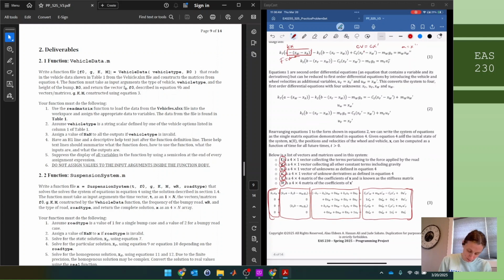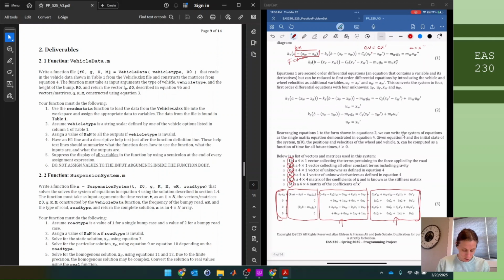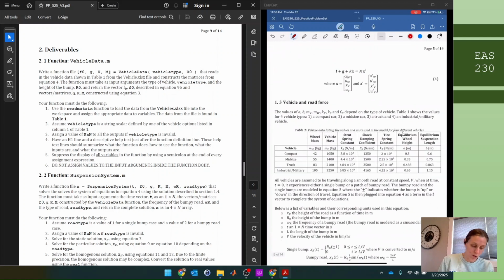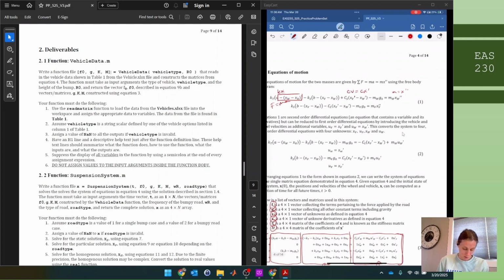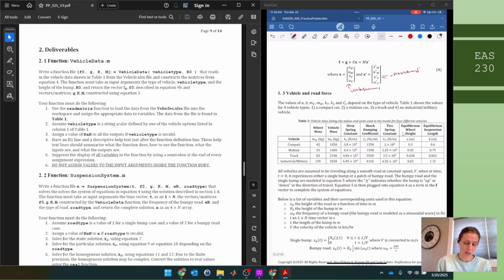Note, this looks like a system of equations. This looks like a system of equations. Okay, so we rewrite this as F plus G plus KX equals MX prime. Okay, where X and X prime, these are our unknowns. In this part right here, and this part right here. Okay, so you're going to construct F, G, K, X, and M.